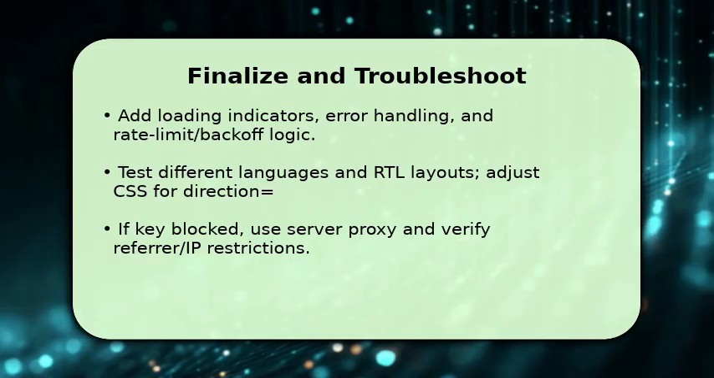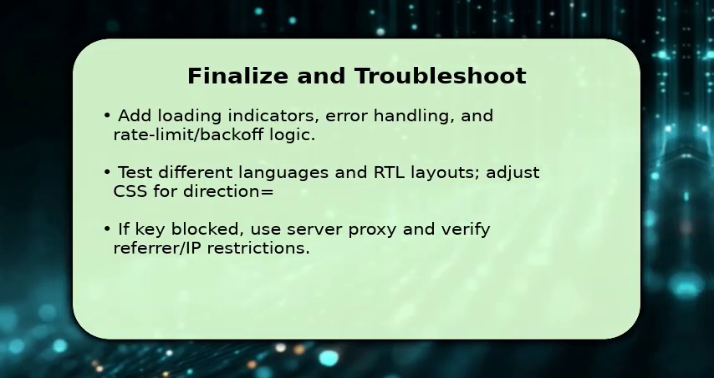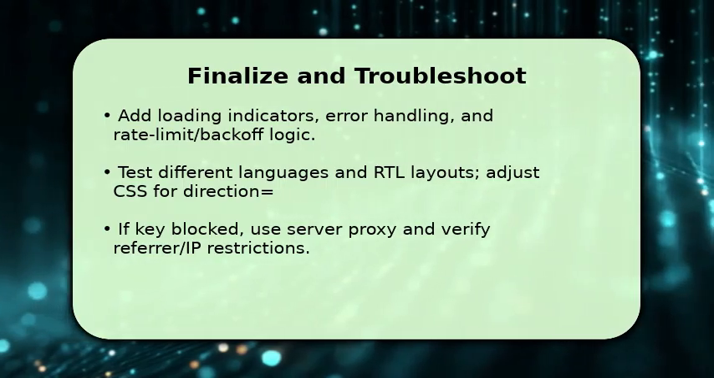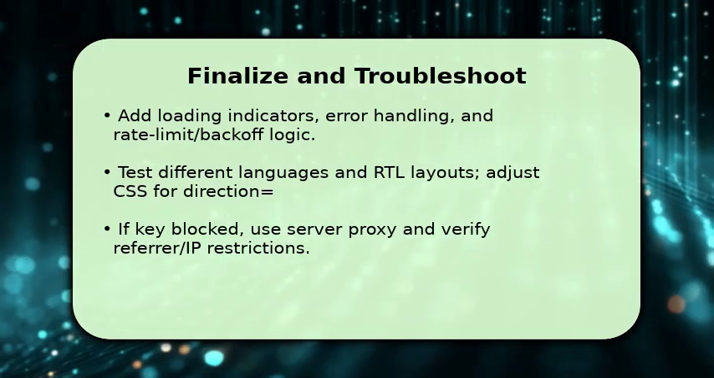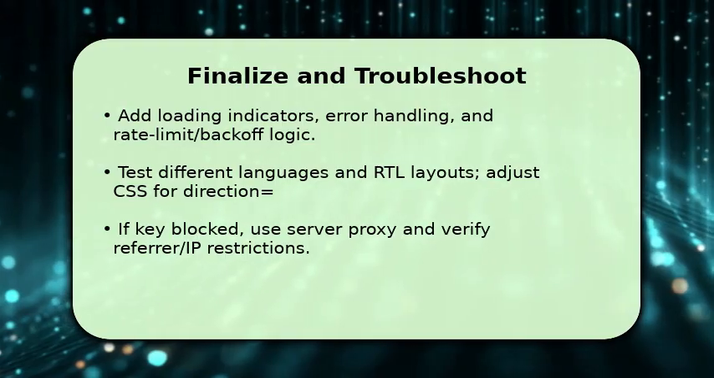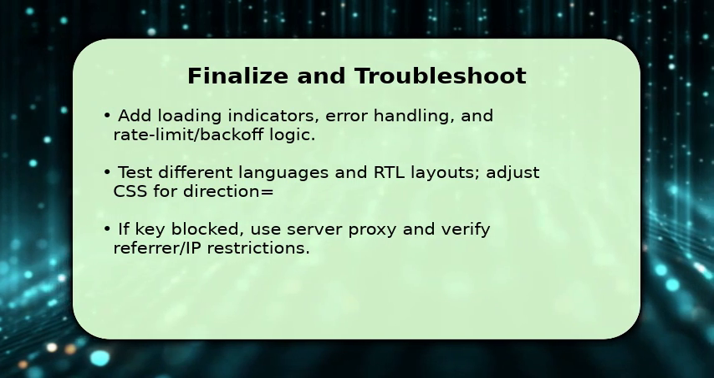Test translations across common pages and check right-to-left language rendering. Make CSS direction adjustments when needed. Monitor API quota and set exponential backoff for 429 or network errors. If translations fail due to key restrictions, move calls to a server proxy and reconfigure referrer or IP limits.